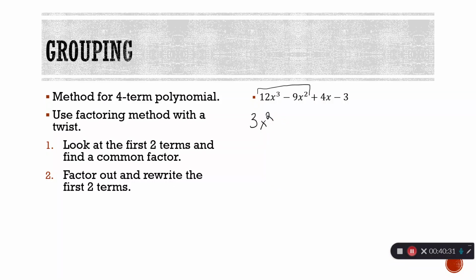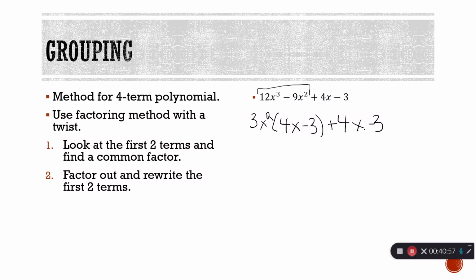So we're going to factor out 3x squared from this one. Okay, so 12 divided by 3 is 4, x to the third divided by x to the second is x, and negative 9 divided by 3 is negative 3, and the x's cancel out. And then add on this bit.